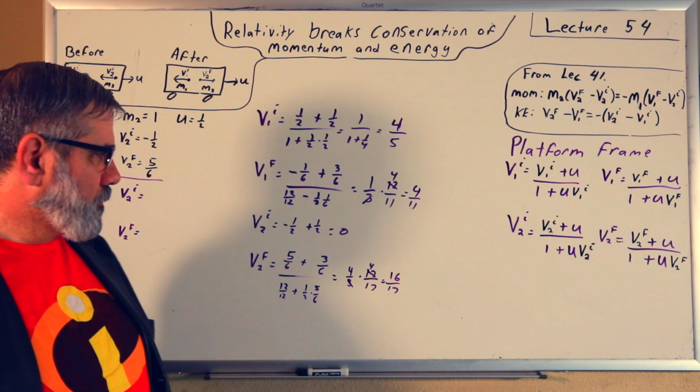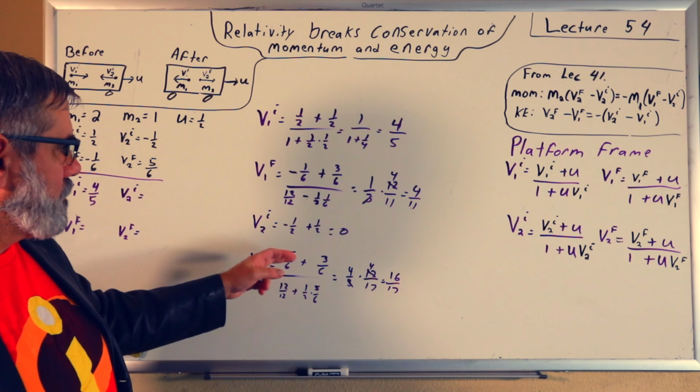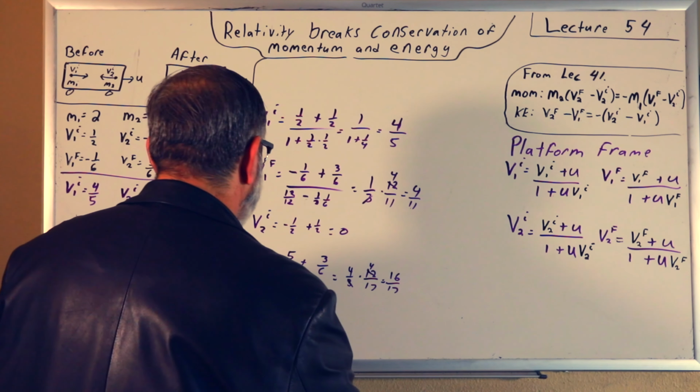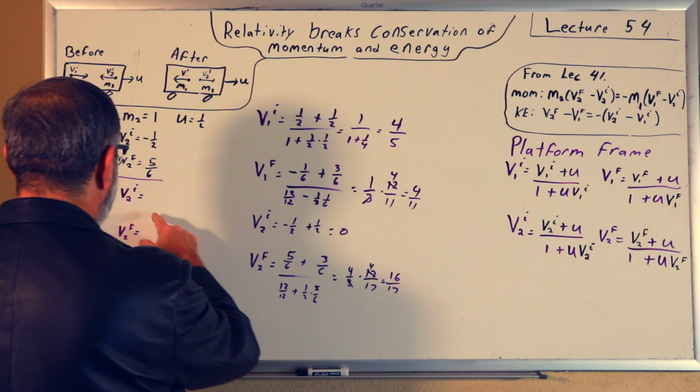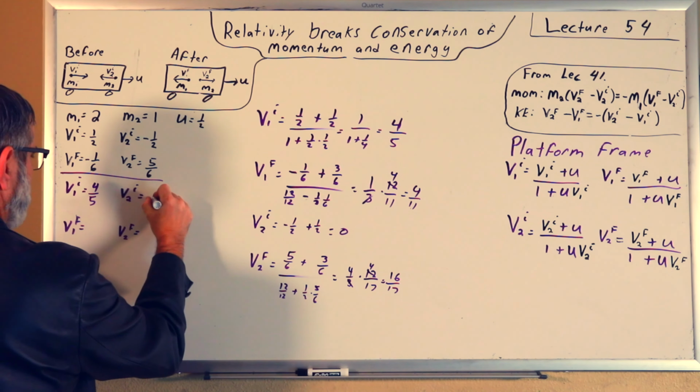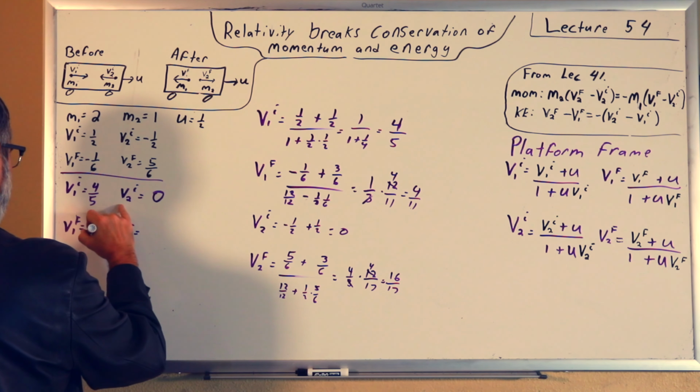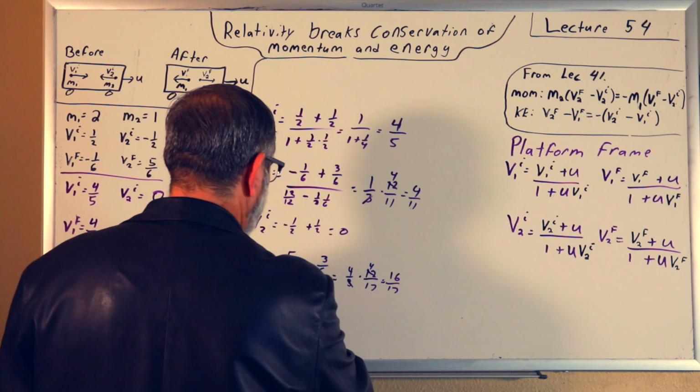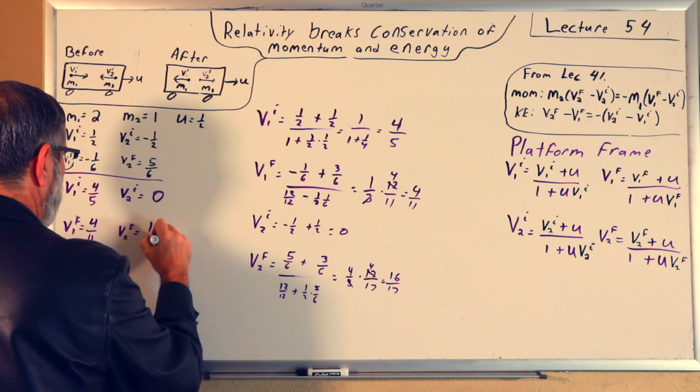Okay, we're back. We worked through the fraction math. It's up here if you're interested. Let's fill in the values. So for V2 initial, we got just 0. That was an easy one. V1 final, we calculated here, we got 4/11. And for V2 final, we got 16/17.